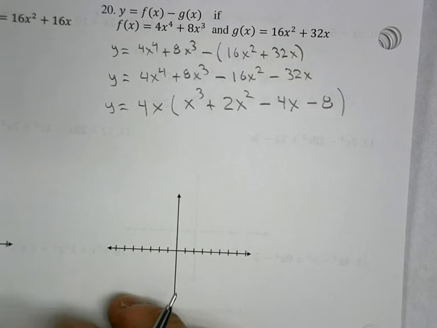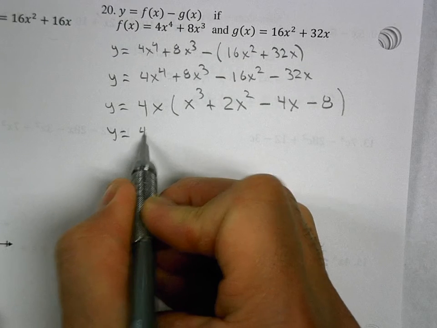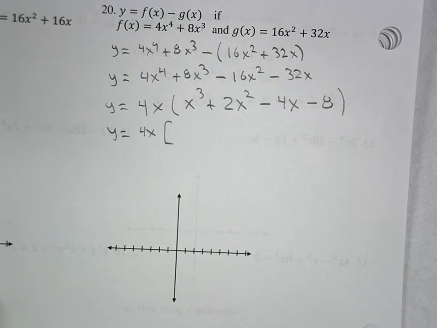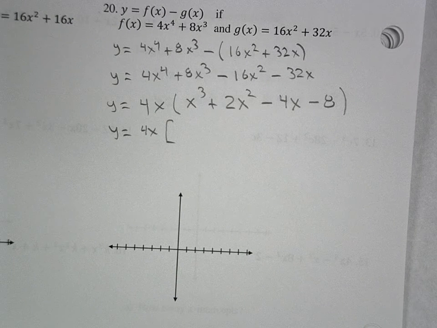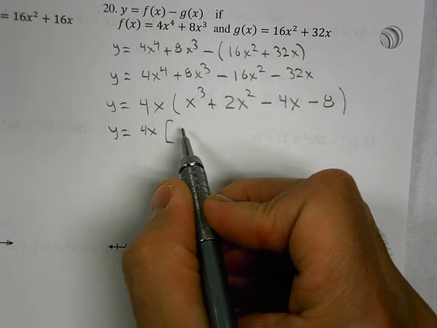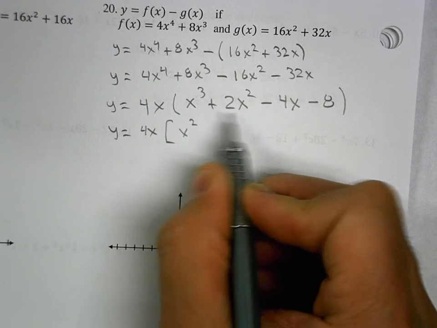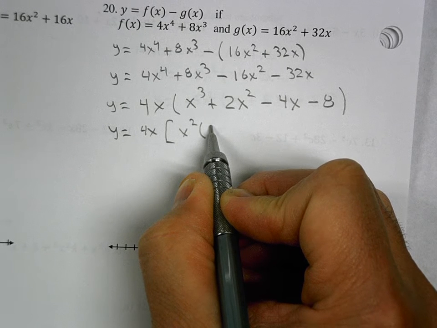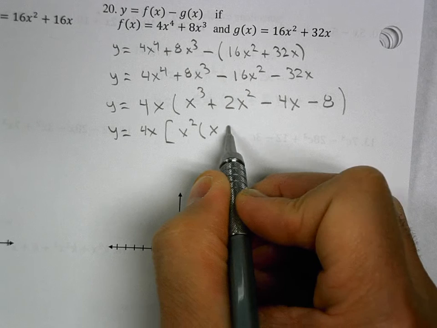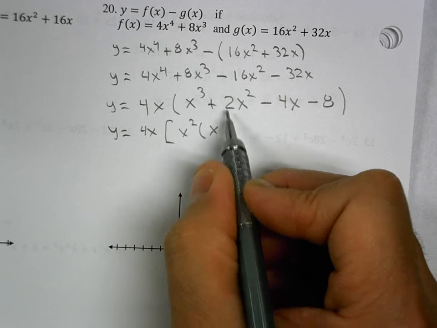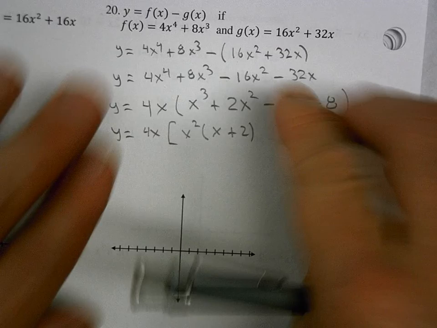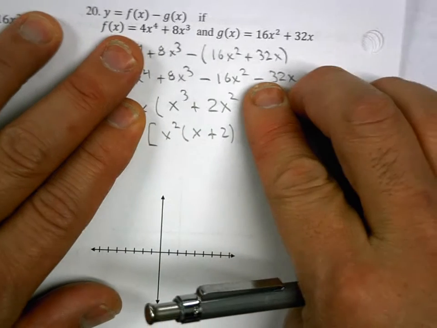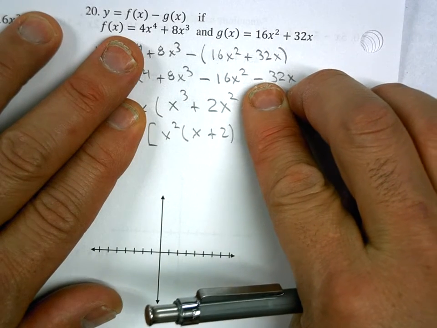Okay, well, let's keep on factoring. y is equal to 4x times, okay, we've got to factor the rest there. Let's factor by grouping. First 2, second 2. What can we take out of the first 2? x squared times what? x for the x cubed plus 2. Good, that's the first 2. Factor out an x squared, right?